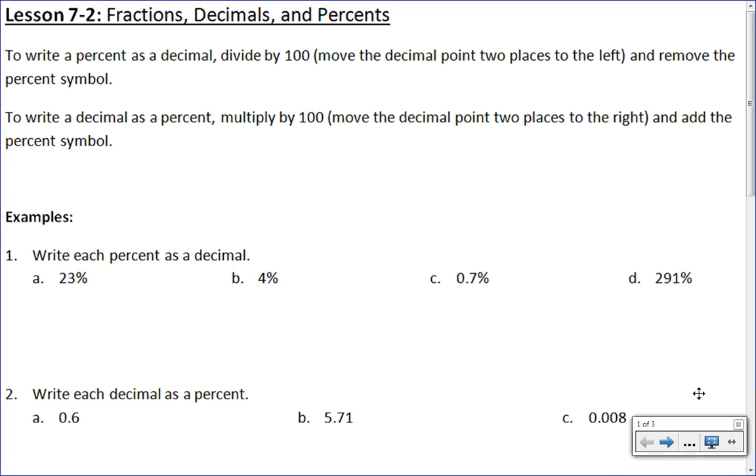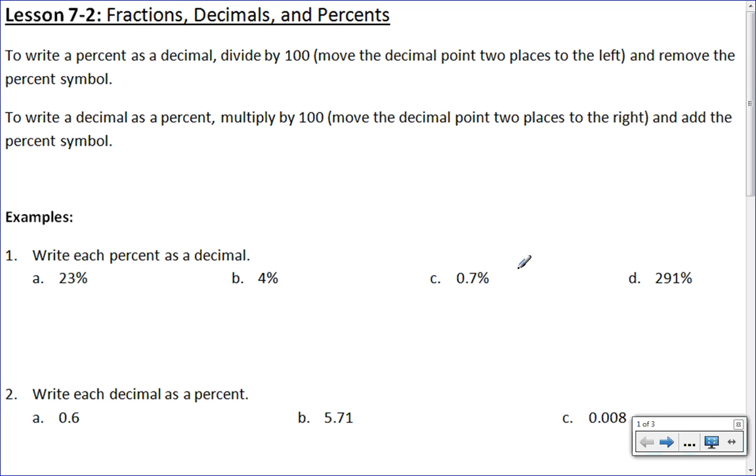This is lesson 7.2, fractions, decimals, and percents, followed by lesson 7.3, using percent proportion. To write a percent as a decimal, divide by 100, or just move the decimal point 2 places to the left and remove the percent symbol. To write a decimal as a percent, multiply by 100, or just move the decimal point 2 places to the right and add the percent symbol.